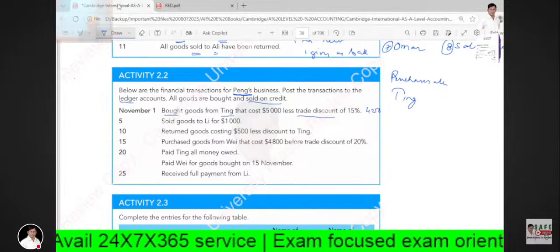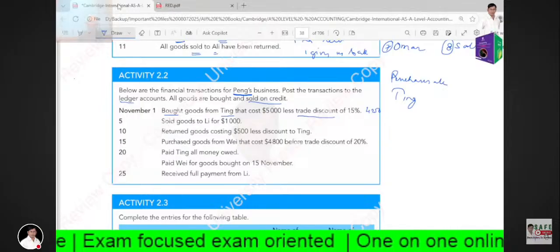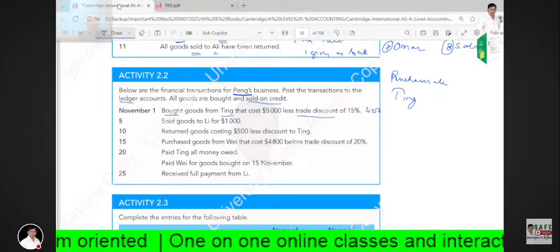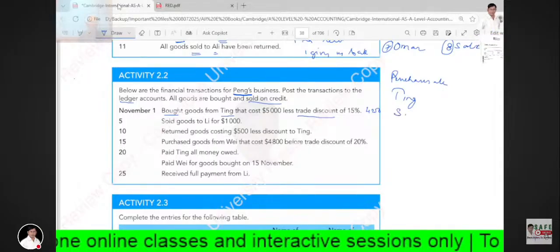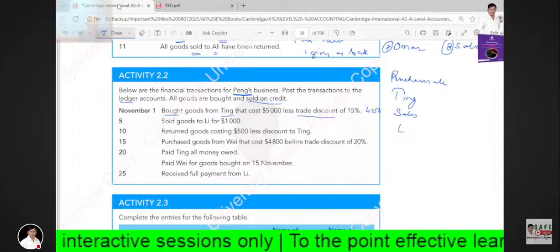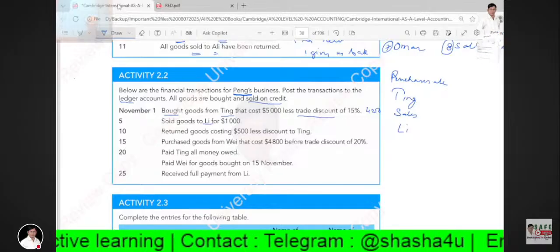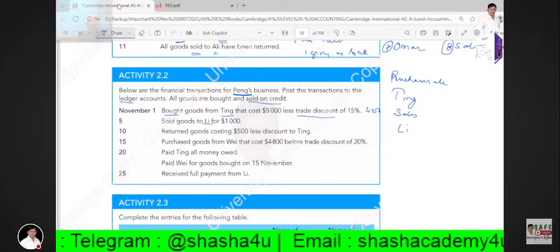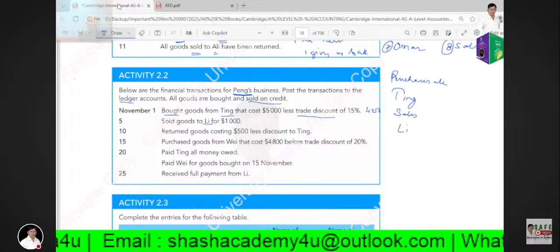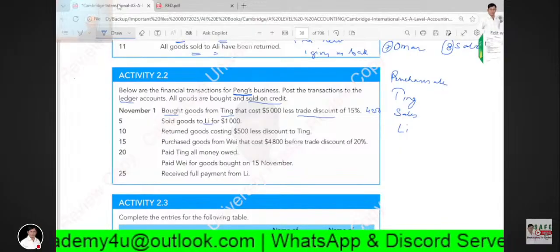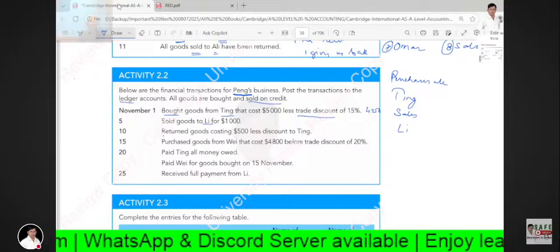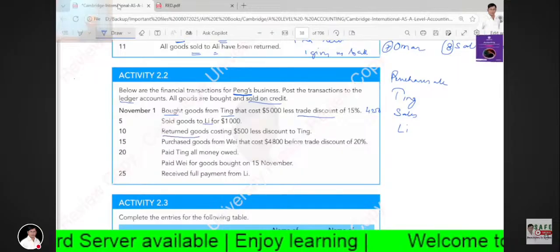So purchases account, Ting account. Sold goods to Lee for 1,000. So sales account, Lee account, 1,000. Then return goods costing 500 less trade discount to Ting. So again you are returning the goods.